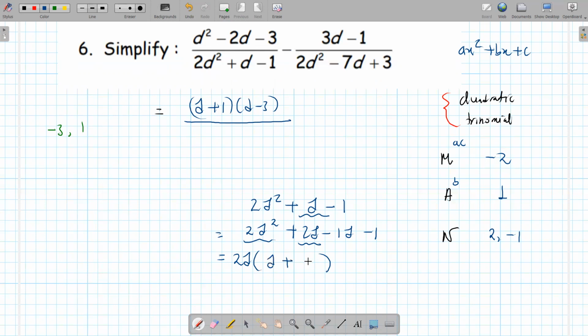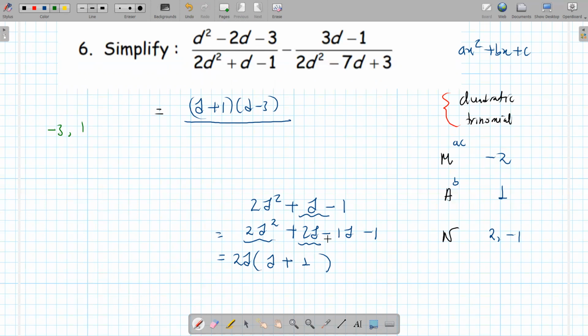2d? Yeah. And just 2, right? No, plus 1, right? Oh, right. Where do you get the plus 1 from? Because 2d times 1 is 2d. Okay. Yeah, okay. Makes sense.